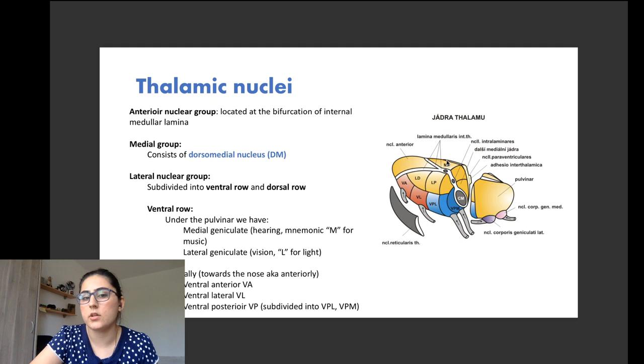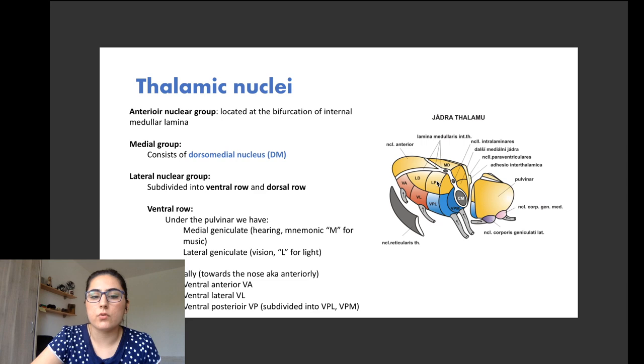On the lateral side, we subdivide my lateral nuclear group into ventral and dorsal. So ventral is over here and dorsal is slightly up. Dorsal kind of means above, so that's why this is my dorsal group. Alright, let's talk about the ventral row first.